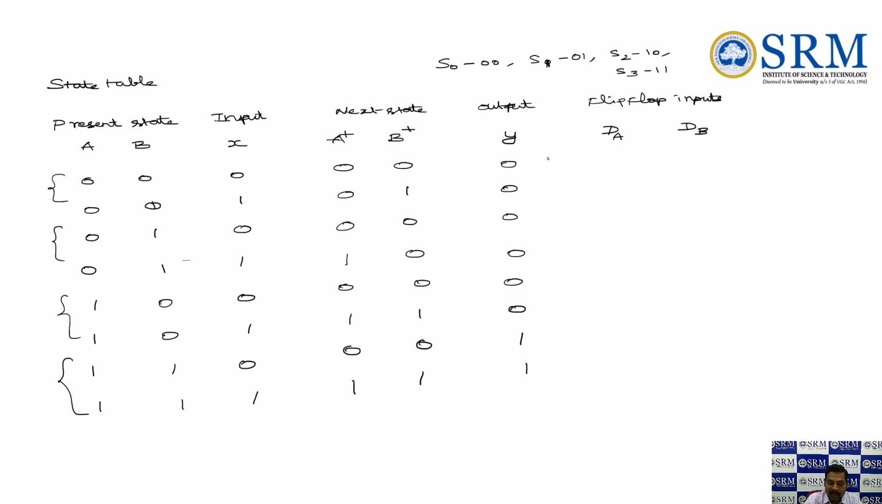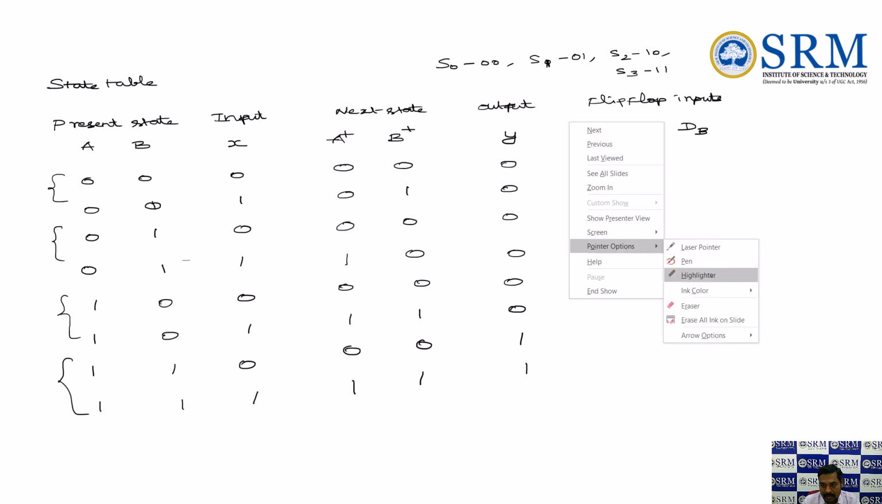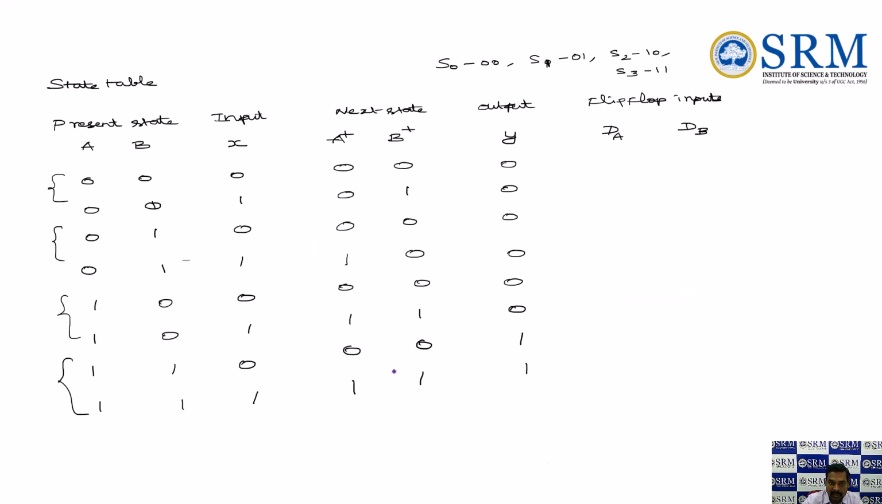Now how to write these flip-flop inputs? With the help of the excitation table. So we have to know the excitation table for the D flip-flop. I'll write here in some other color so that you can identify it. Right, so the excitation table for the D flip-flop. So what is it actually? Qn plus 1 in the D flip-flop, right?